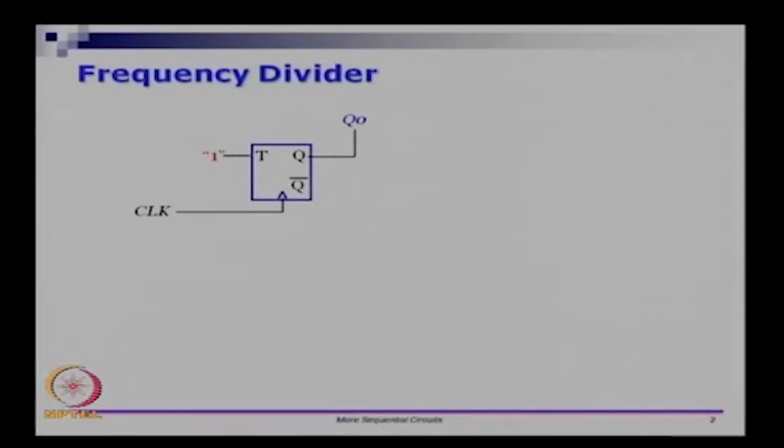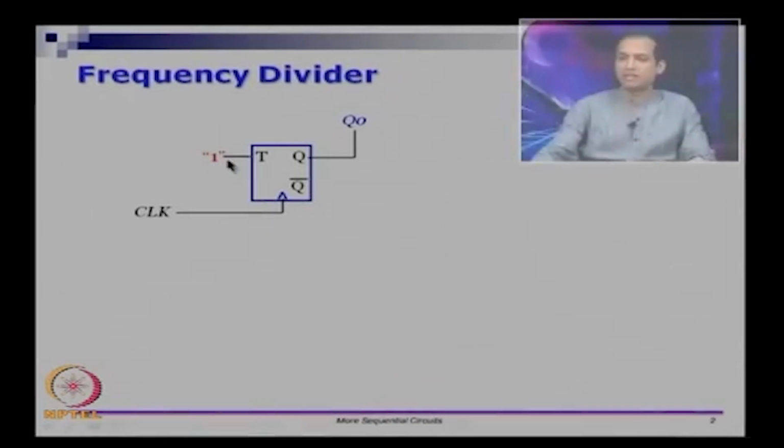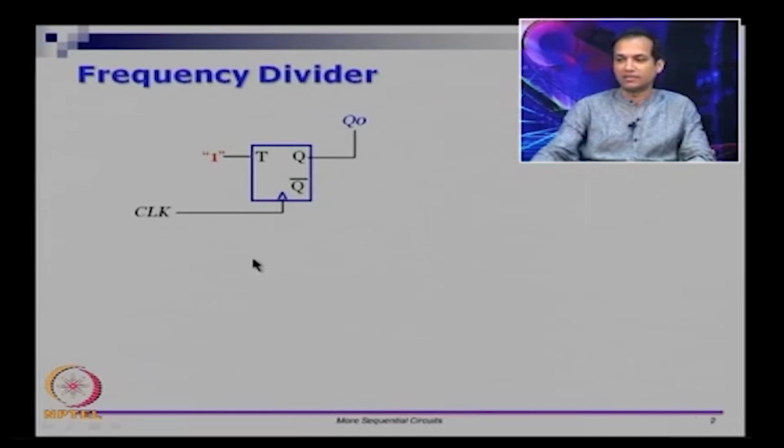So, let us start with a very simple thing, something called a frequency divider. Let us take a look at the circuit here. We have a T flip flop, and think about what would happen if I permanently connect the T input to 1 for this flip flop. I have a clock signal that is coming in and I am permanently tying the T input to 1. I want you to think about what would happen to Q0.